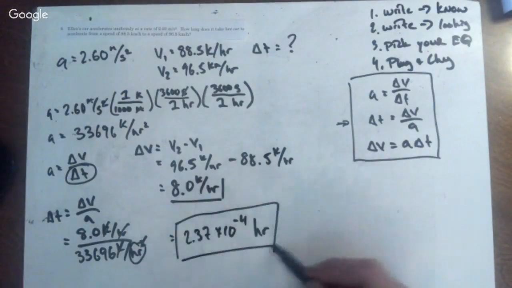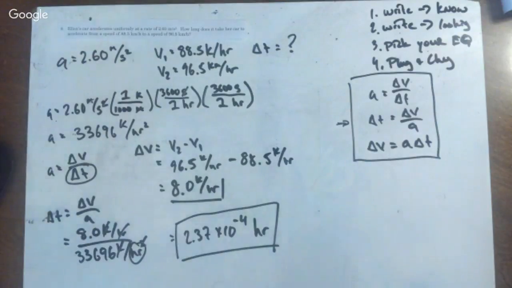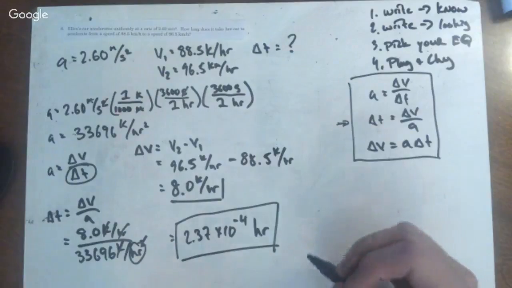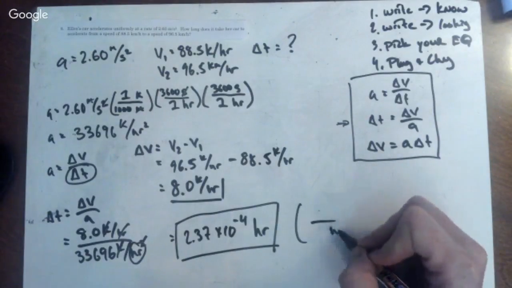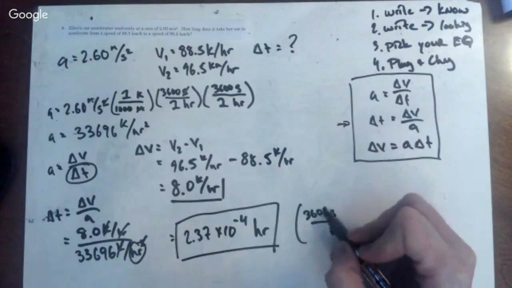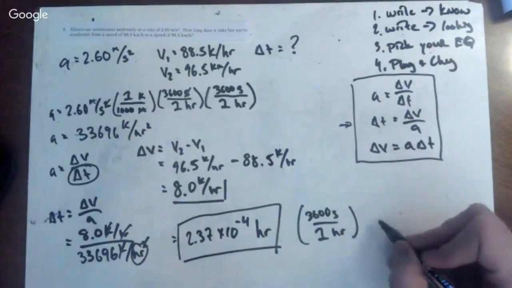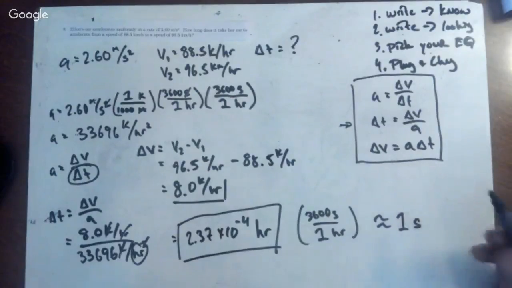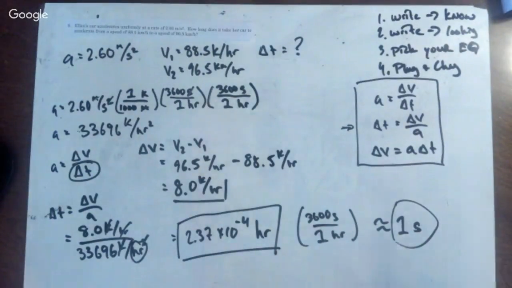So here is our answer to the problem we just worked. Ellen's car accelerates uniformly at a rate of 2.60 meters per second squared. How long does it take her car to accelerate from a speed of 88.5 km per h to a speed of 96.5 km per h? And that's our answer right there, 2.37 times 10 to the negative 4th hours. If we were to convert this into seconds, it actually ends up just a little less than 1 second. But that wasn't asked for in the problem, so we're not going to do that.